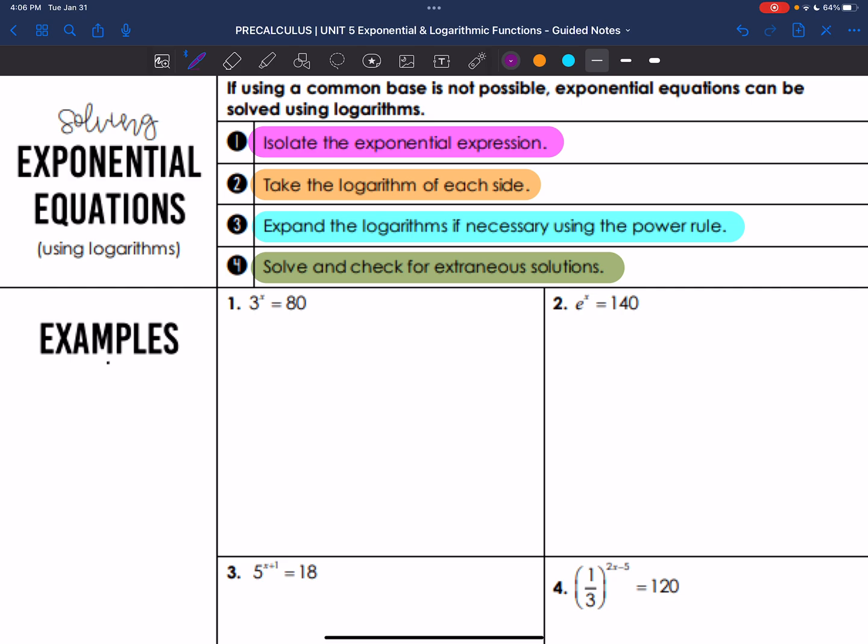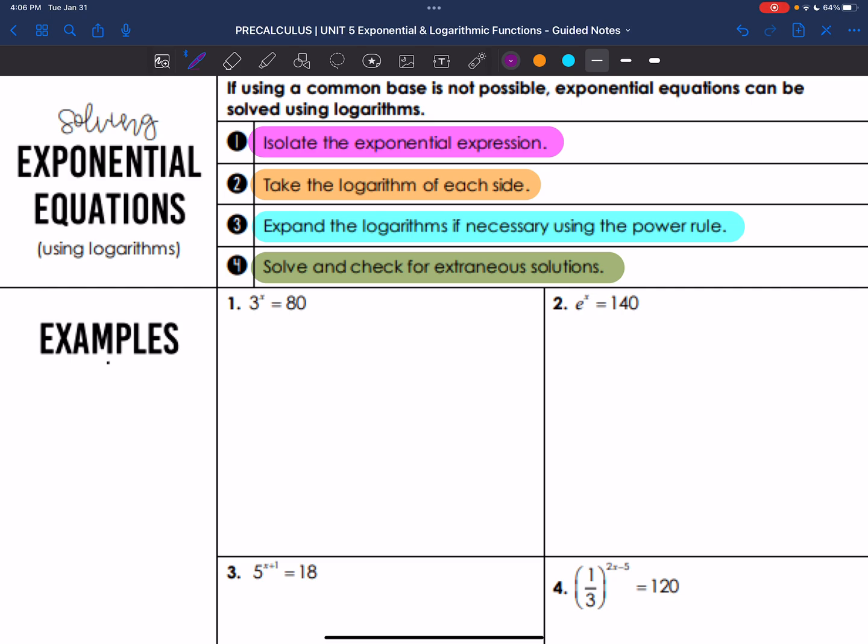If you are using a common base, it is not possible. Exponential equations can be solved using logarithms. So if, like you look at here in example 1, using a common base is not possible. I could never get 80 down to a base of 3.